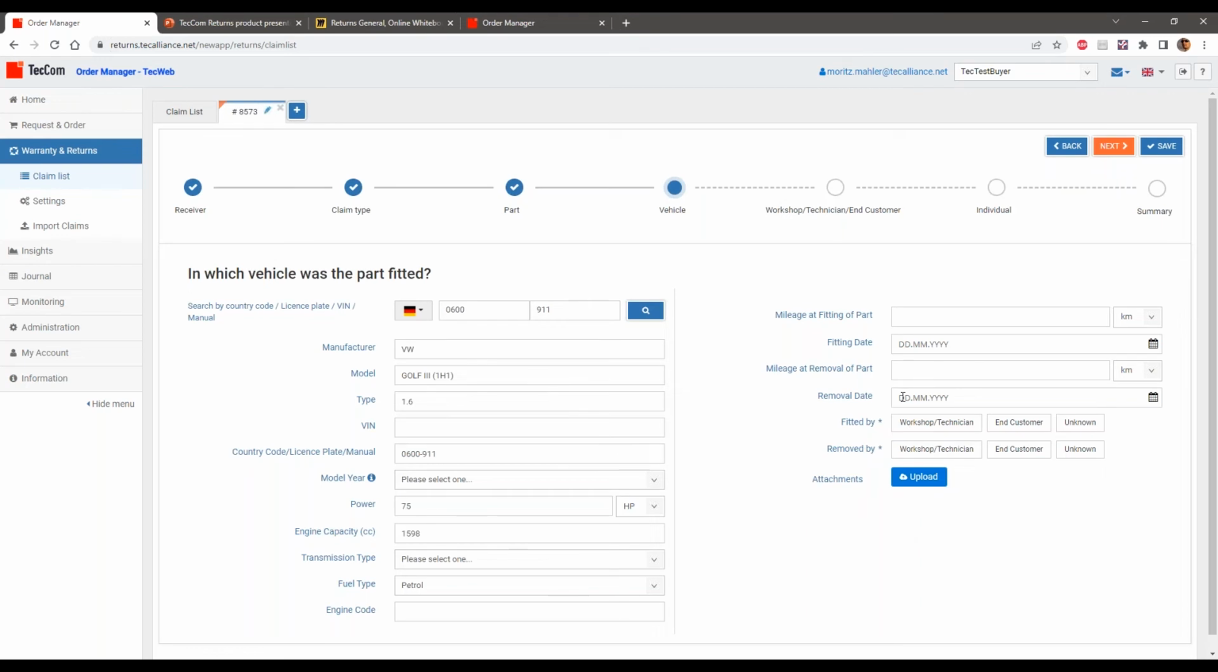Another upload button here. Mileage is clear. We have some must-have fields, like who fitted this part or who removed it. So we could, for example, directly identify who was the cause of this problem, and we can go next.